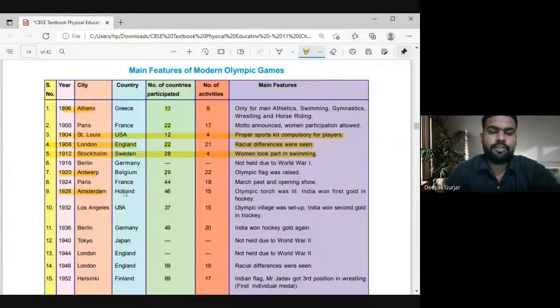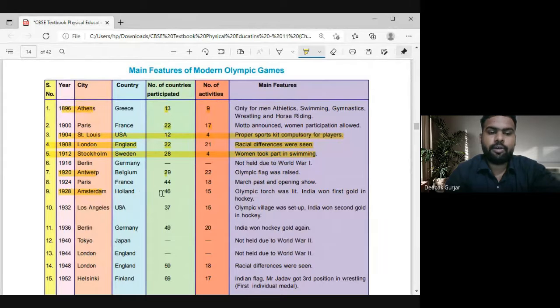1924, Paris, France. 44 countries participated, and there were 18 activities. At that time, the march past and the opening ceremony happened for the first time. The players perform the march past and give the salute, for the very first time.